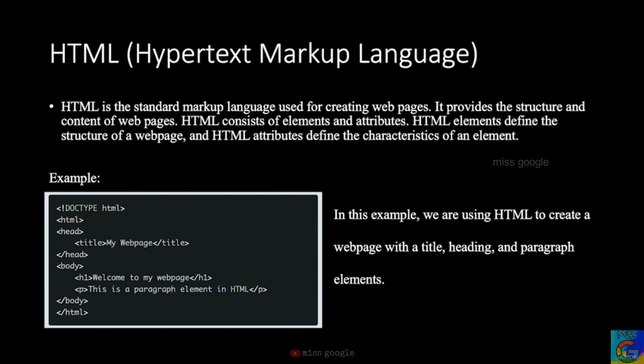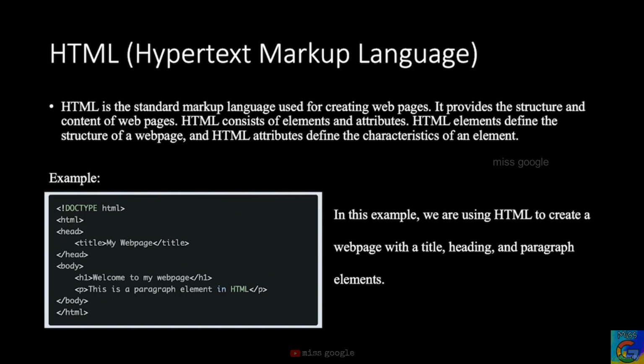In this example, we are using HTML to create a web page with a title, heading, and paragraph elements. The title element provides a title of a web page which appears in the browser tab. The heading element is used to create the heading for the main content of the page, and the paragraph element is used to add text to the page. HTML is a fundamental building block of web development.